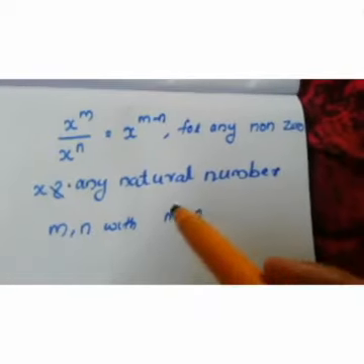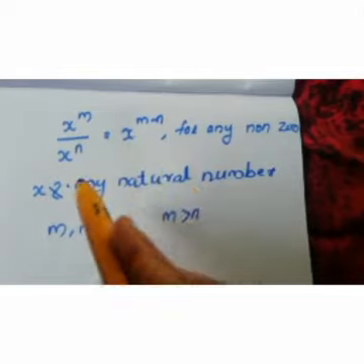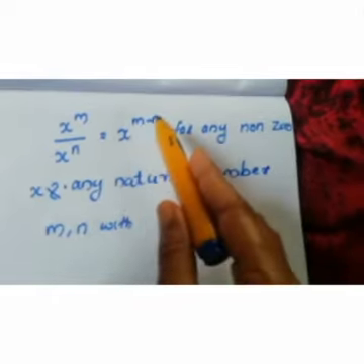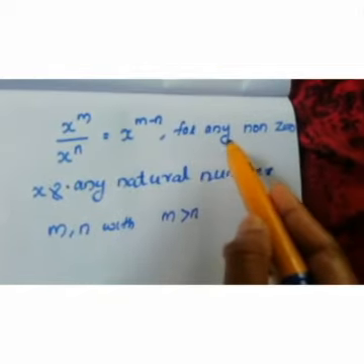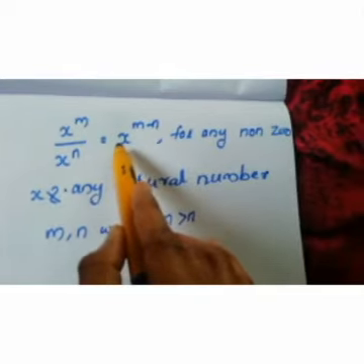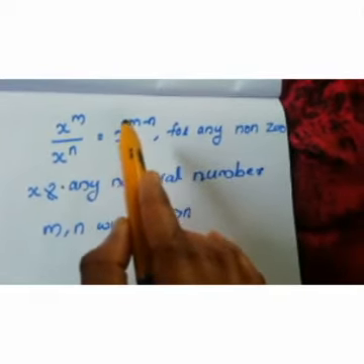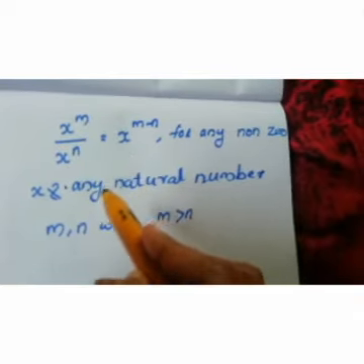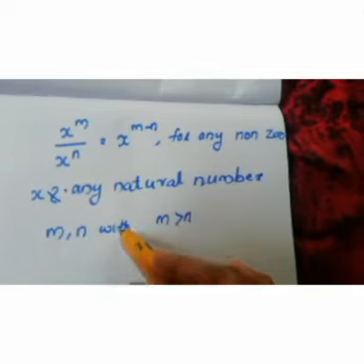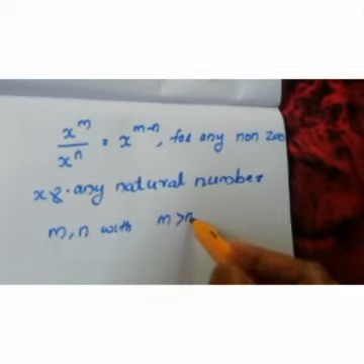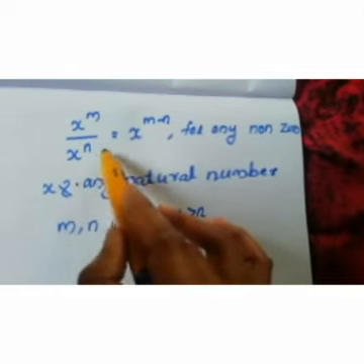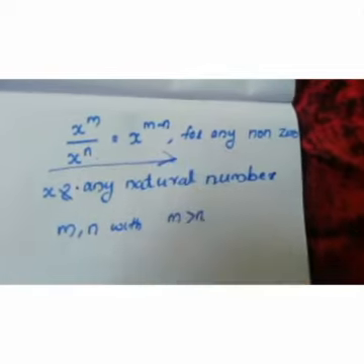Generally, the rule behind it is if x raised to m divided by x raised to n, the result should be x raised to m minus n, for any non-zero x. X should not be 0. X should be any non-zero number. Then, any natural numbers m and n with m greater than n. M should be greater, n should be lesser than m. Then this rule is applicable.